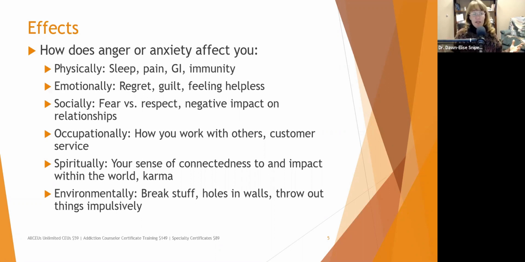And environmentally, when we're angry or anxious, especially angry, you may break stuff, put holes in walls, or throw out things impulsively. It's like, this person gave me this knick-knack, I don't want to see it anymore. There are a lot of impulsive things when we're angry. Encouraging people to look at what their behaviors are.